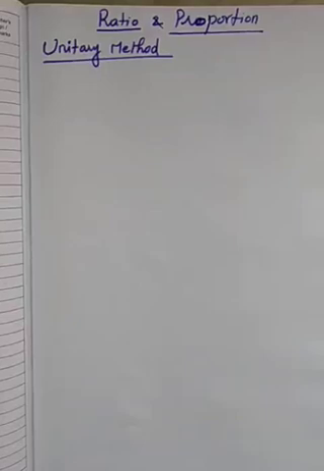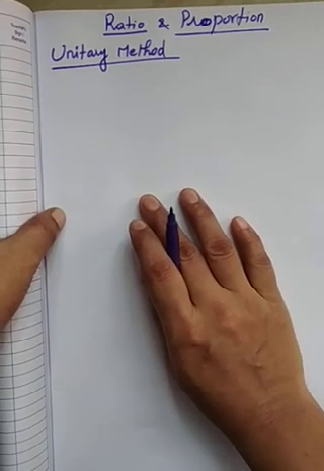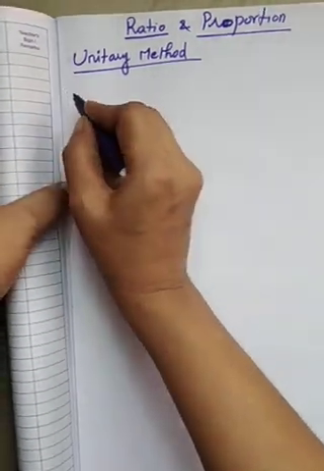Today's topic is the continuation of ratio and proportion. Now we see the unitary method. Already we know that. Now we have to discuss some exercise problems. See the first problem.